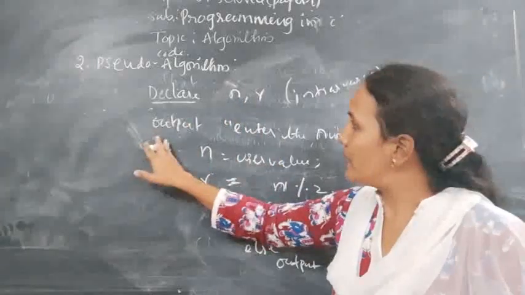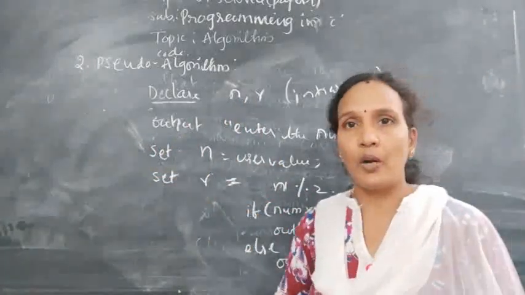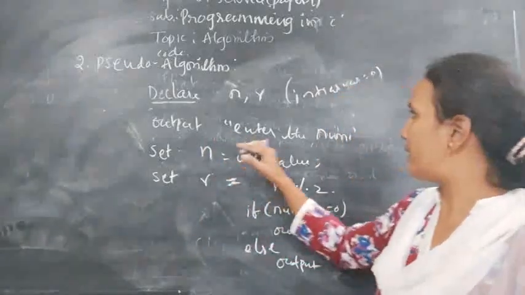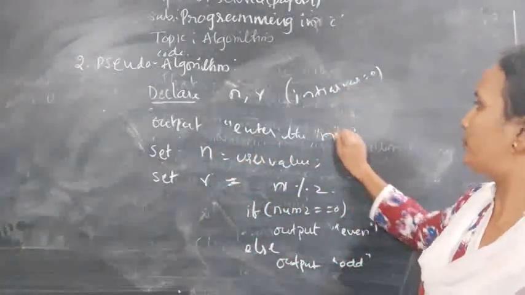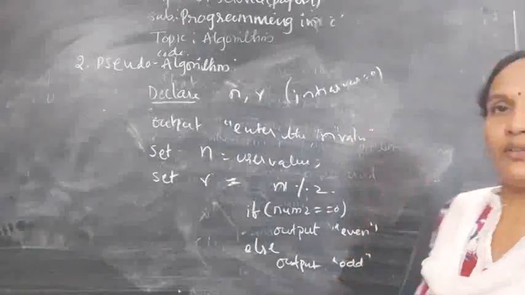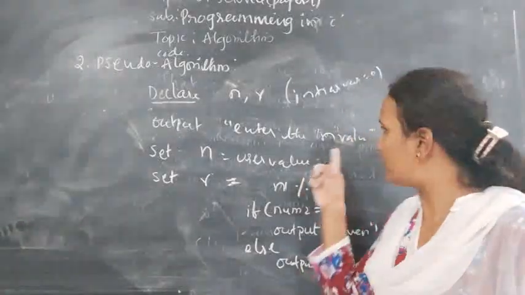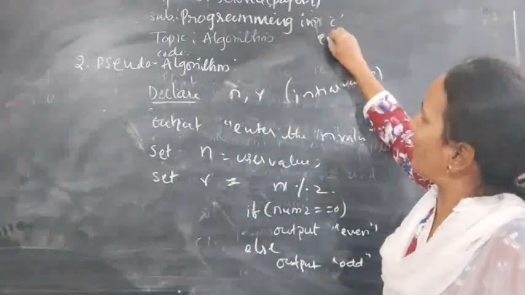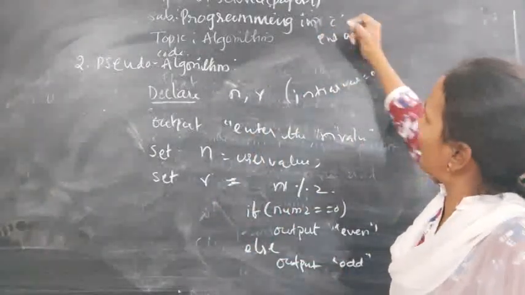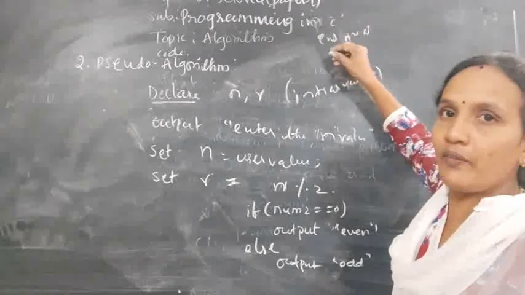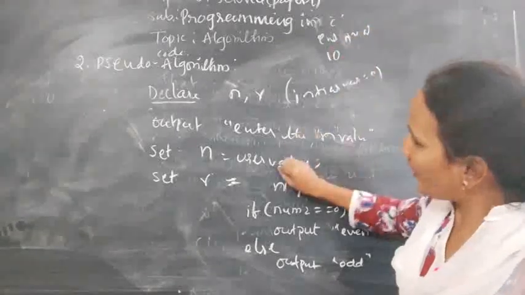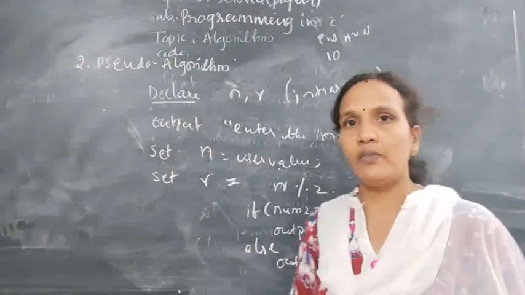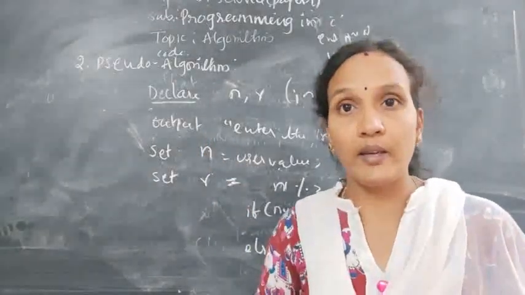Now the next one is output. I am giving a prompt to the user to enter a value for a number. So enter the n value. The user will give the value, and when the user gives the value, that value will be stored in n. For example, I will get a prompt like this: enter a value, or enter n value. Then I will give a value like 10. That 10 will be stored in n. Now what is the n value? 10.